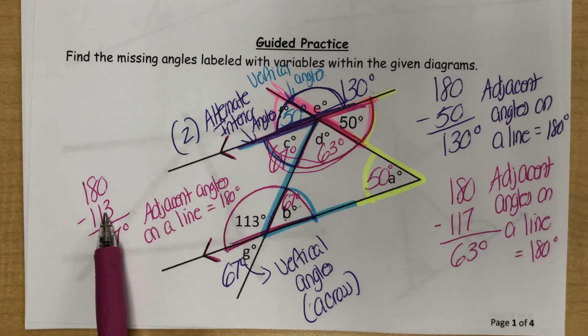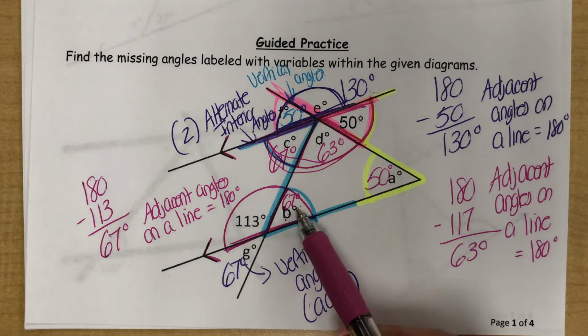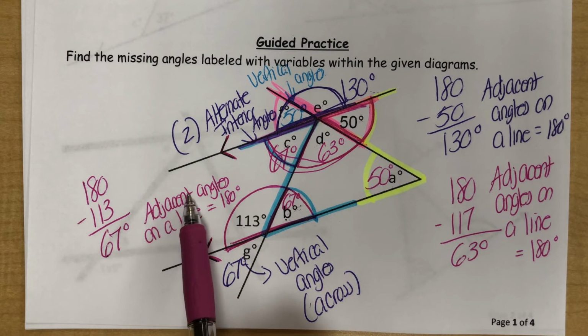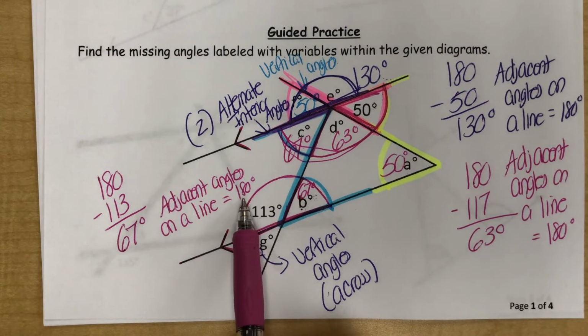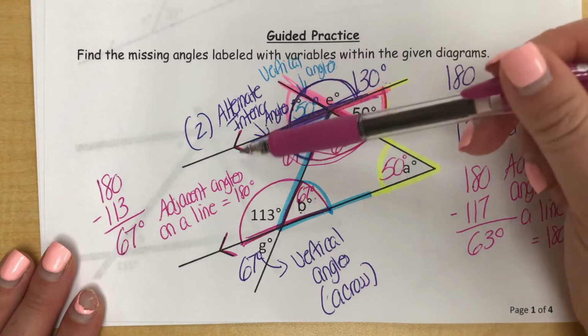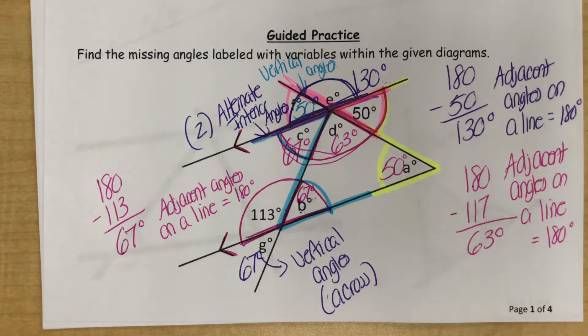Just because this was the first question, I wanted to write out how I'm getting all of my answers, so that when you're later working on some of these questions on your own, you'll know how you can get those answers by yourself as well. So we used vertical angles, they're across and they're equal. Adjacent angles on a line are next to each other and add up to 180. Alternate interior angles need parallel lines, and they're formed by the Z. That's really all the angles that I used on this example.